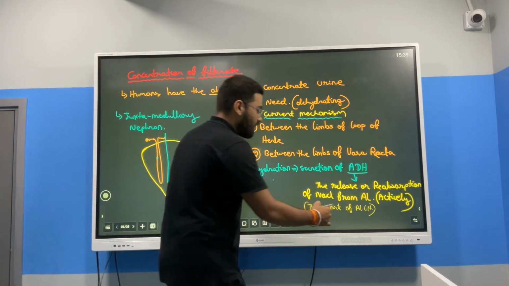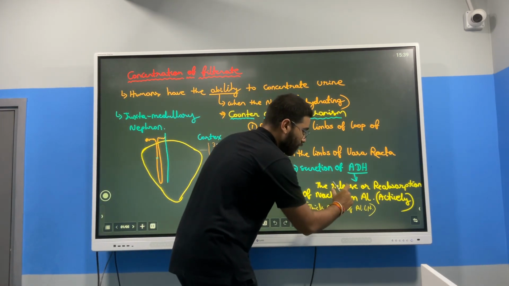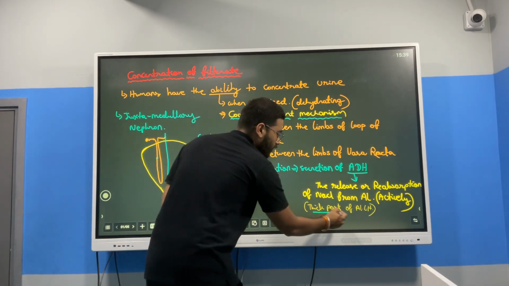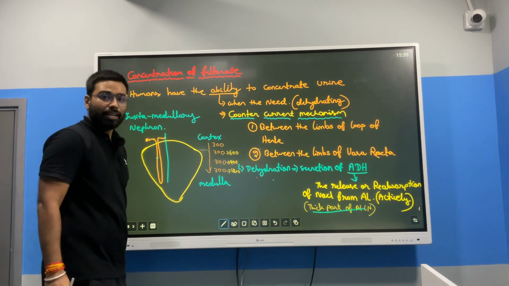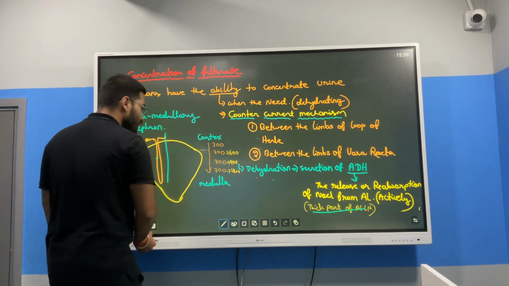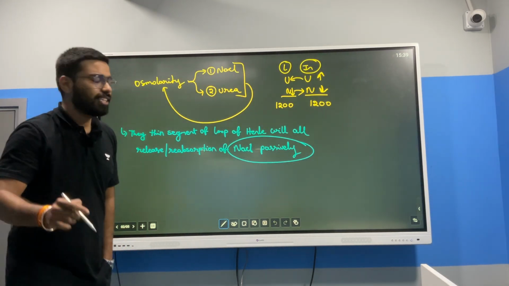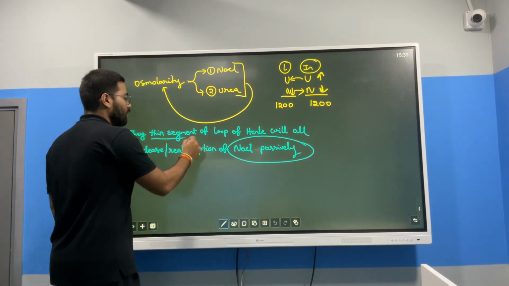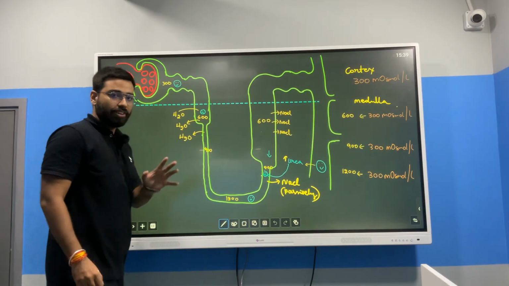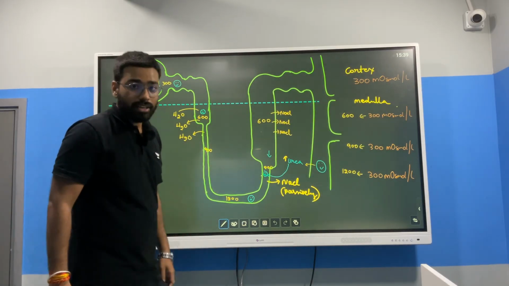And the answer is from the thick segment, or from the thick part of ascending limb of loop of Henle. But when the question is asked when it is released in a passive way, then the answer is thin segment of limb of loop of Henle. Did you understand? Now a very important work is done.